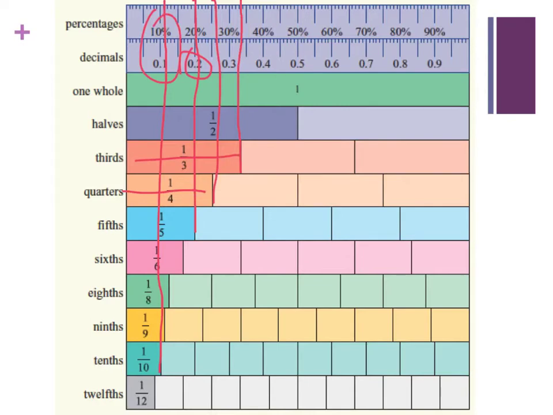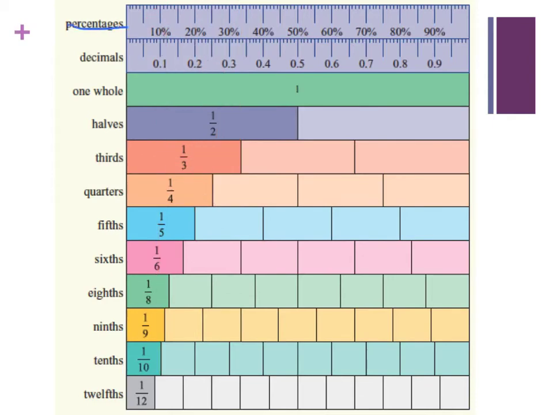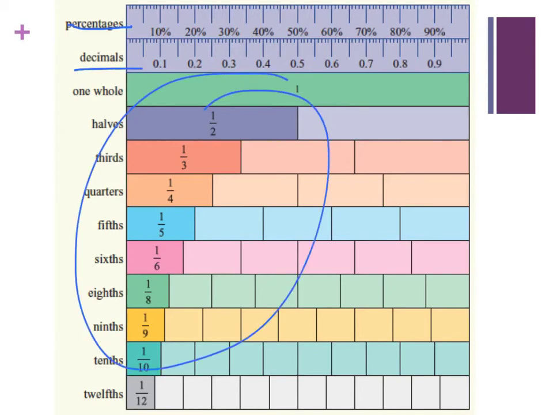Okay, so this is a really good visual way for you guys to appreciate the relationship between percentages, decimals, and fractions. I have percentages up the top, I have decimals underneath, and all of this down here, these are the fractions. Okay, and I've just coloured in a sixth.